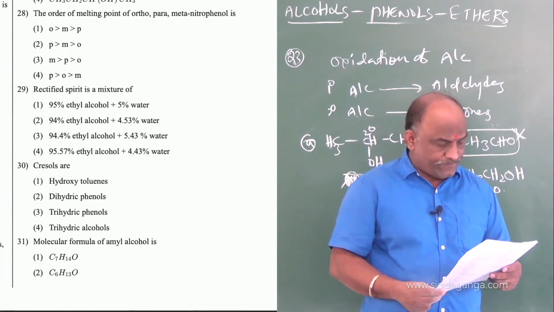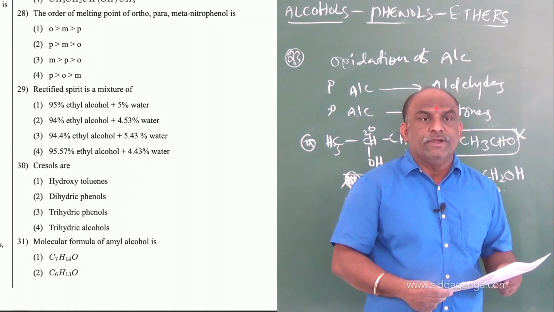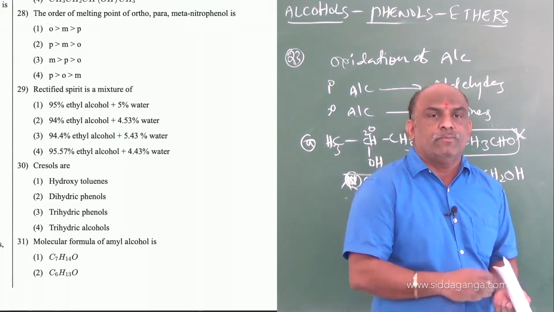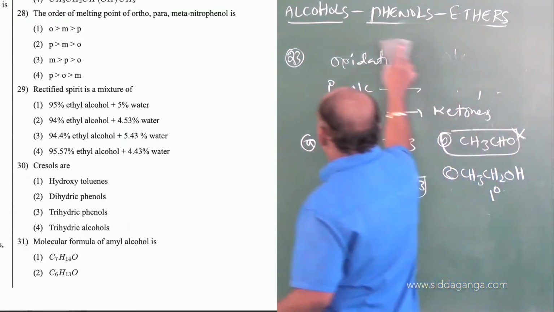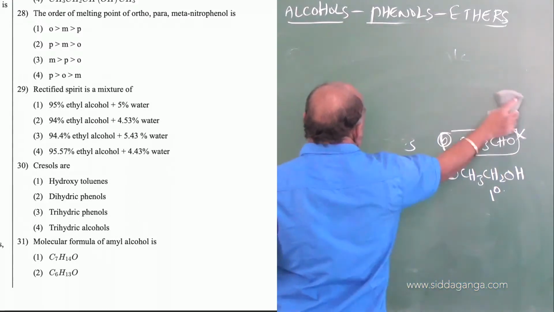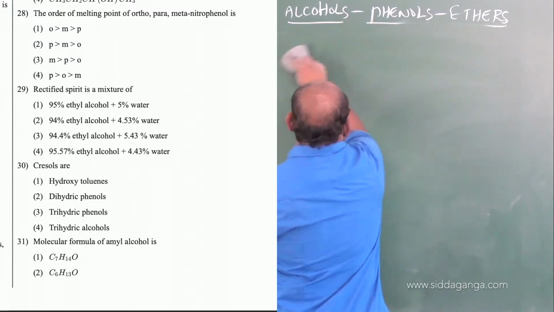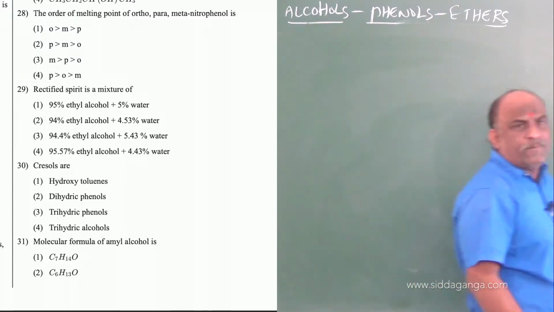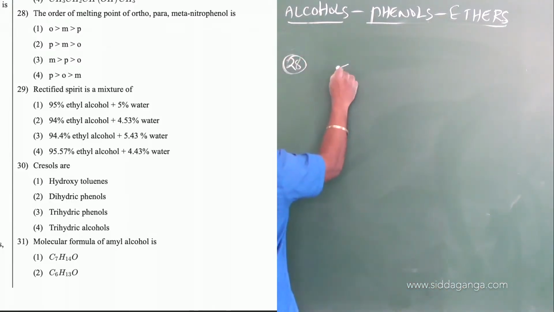And next one, question number 28. Once you see question 28, the order of melting points of ortho, meta and para nitrophenols. Orthonitrophenol, metanitrophenol, paranitrophenol. The melting point we already discussed in the previous class and in the synopsis also. Para has a higher melting point compared to ortho. Phenols, question 28: first, the structure of the compounds.